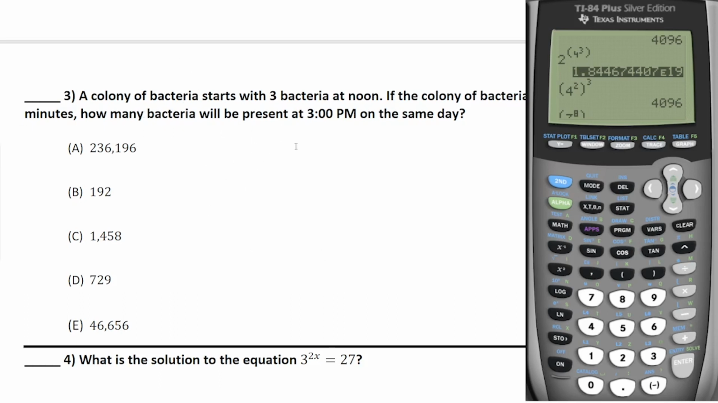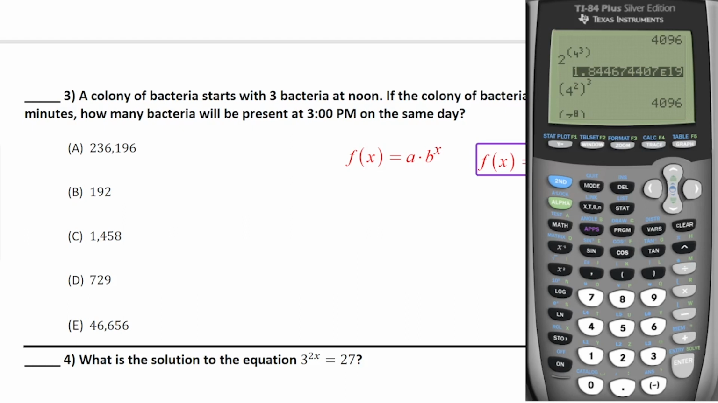This is going to be a situation where we do have an exponential function, which when you write an exponential function, it takes this form typically. But for this one, it says that it doubles, so our multiplier is going to be 2. We started with 3 bacteria, so my A value is going to be 3. But it says it doubles every 30 minutes, okay?